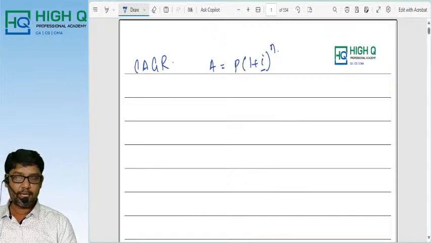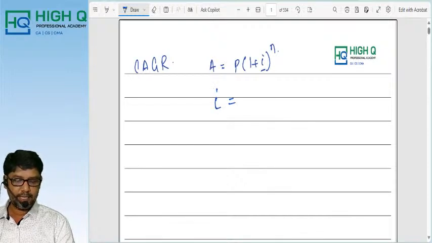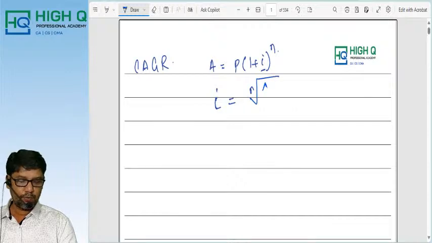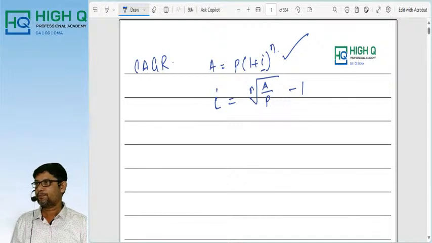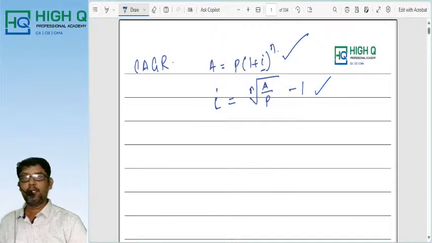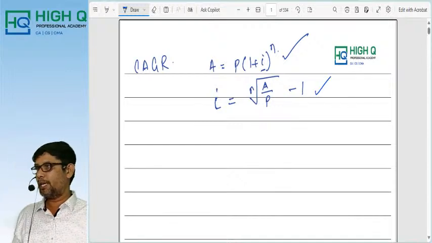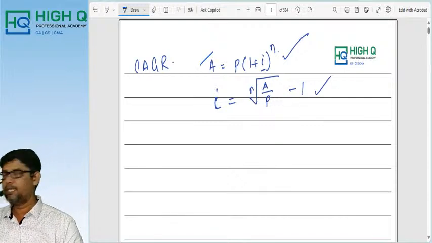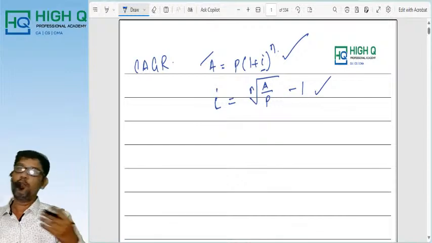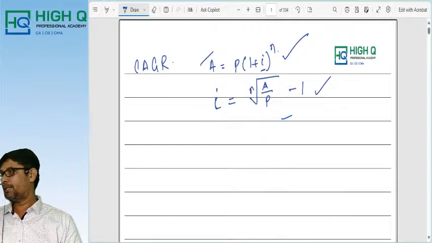So for that, I gave you one formula also. CAGR, that is compound annual growth rate, that is i is equal to nth root of A by P minus 1. Either you substitute here or use this formula. Sir, I don't want to remember this formula. No need to remember the formula. In this amount formula itself you can substitute. No, sir, I can remember the formula. Then remember the formula. Chalo.